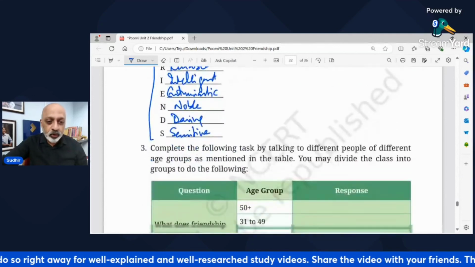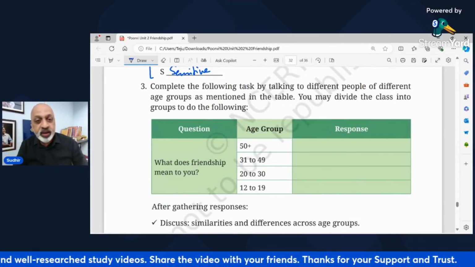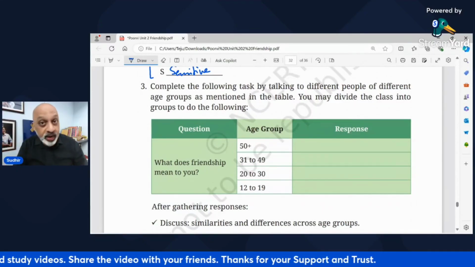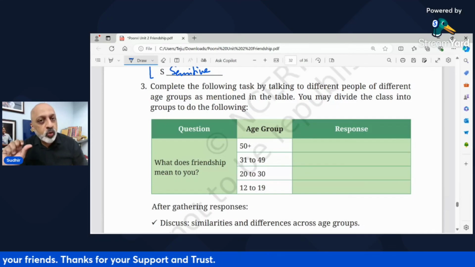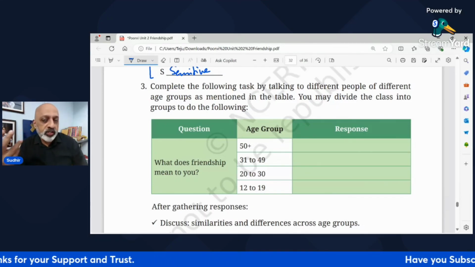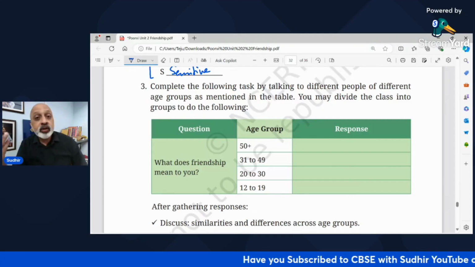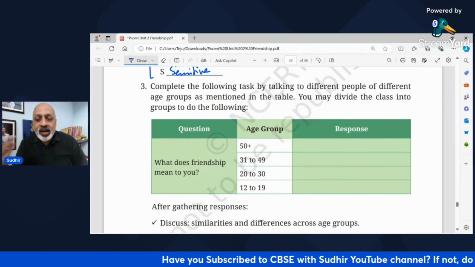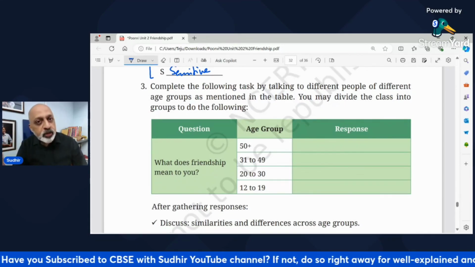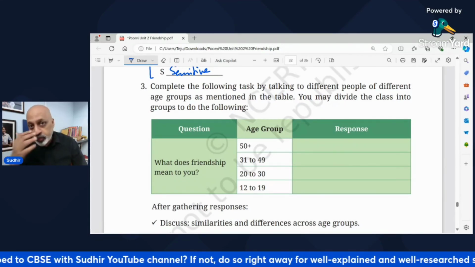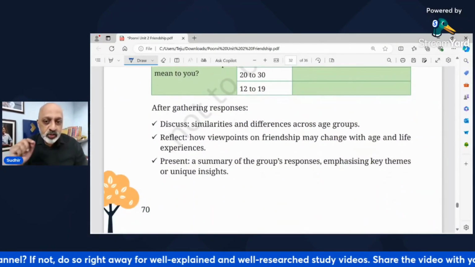Okay, that's important. What does friendship mean to you? You can do this with your parents, your grandparents, your elder brother or sister. You can do that and write the response as to what does friendship mean to you. For instance, your grandfather's age, etc., they would say companionship. That's what friendship really means to you. At your age, it could be just having a lot of fun and adventure. So speak to your elder brother, sister, speak to your parents, grandparents, and write their response. It will be an interesting exercise to do.